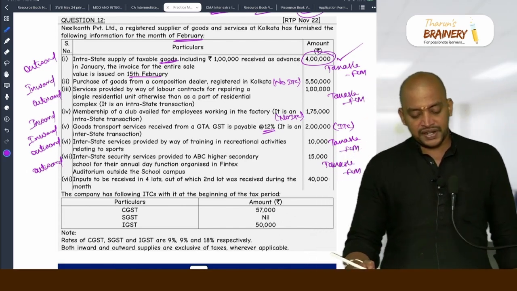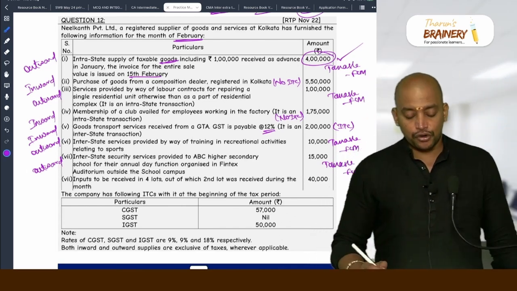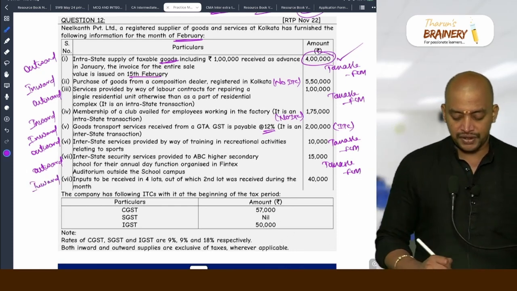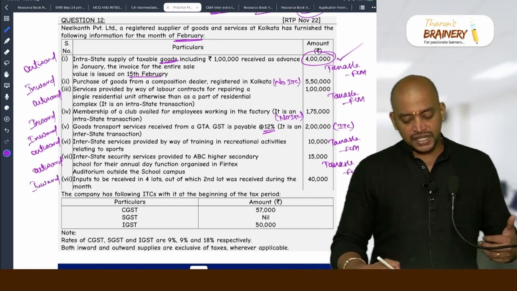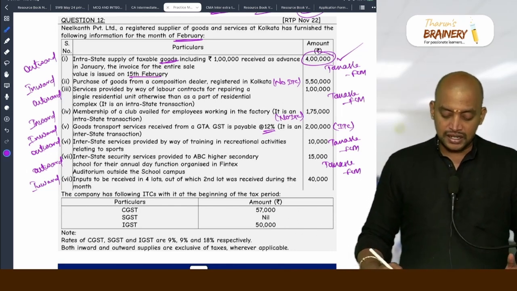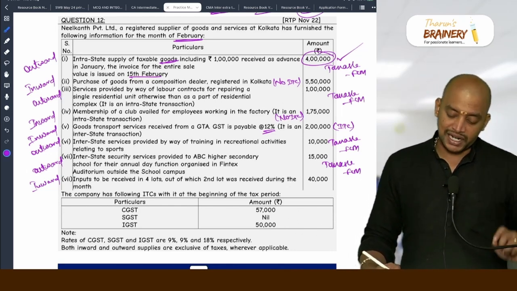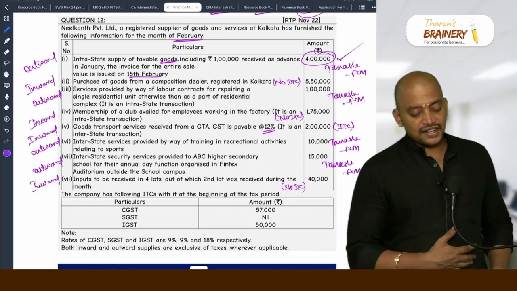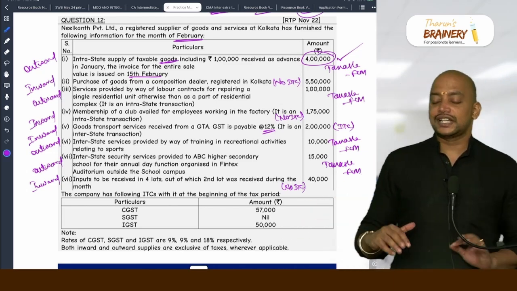Then number 7, inputs to be received in 4 lots. Inward inputs to be received in 4 lots, out of which second lot was received during the month. So only on receipt of the last lot we can take ITC. So in this case there is no ITC. They gave inward, outward, everything together.